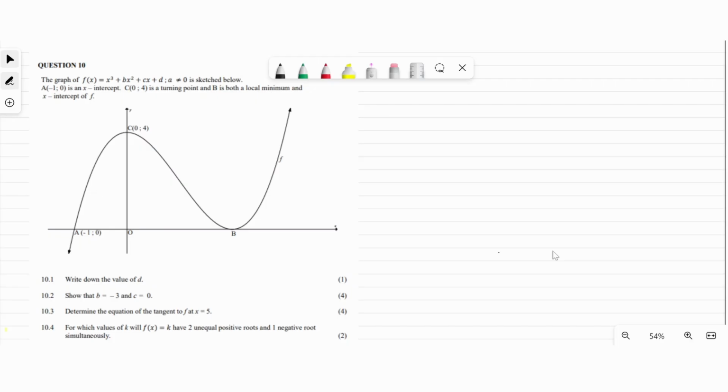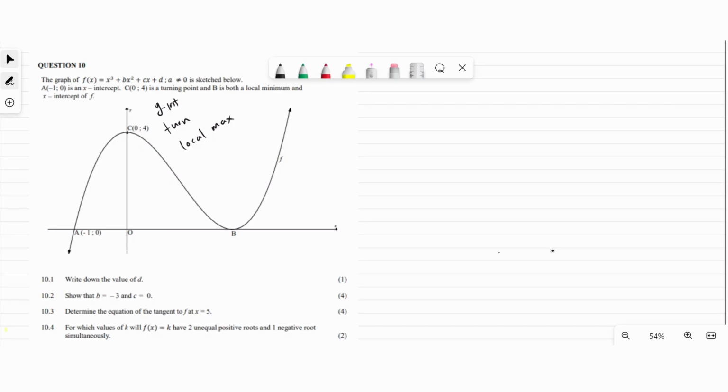So another thing that they didn't tell us here is that c is the turning point and also the local maximum, right? And after that, it is also the y-intercept. So c is the y-intercept, and is the turning point and the local maximum, right? So yes. Then b, as they told us, is the turning point, is the x-intercept, and also is the local minimum.